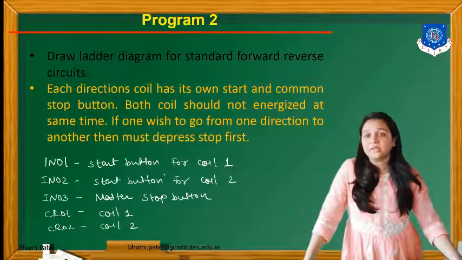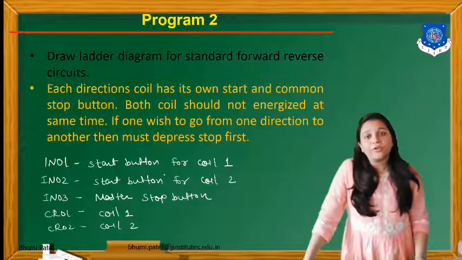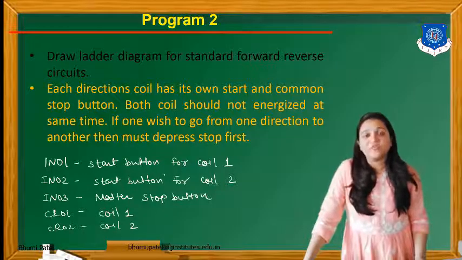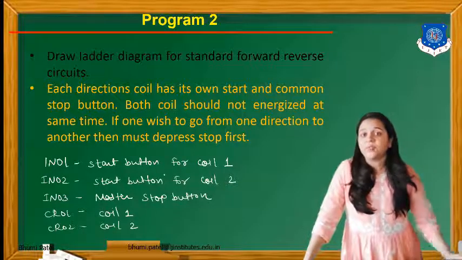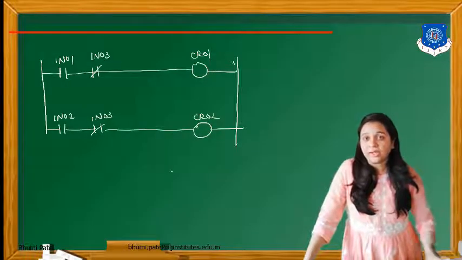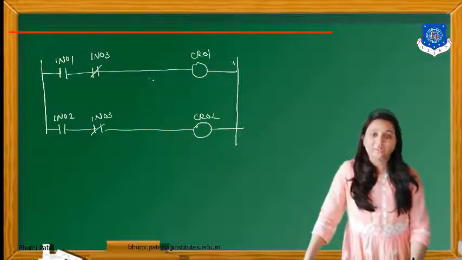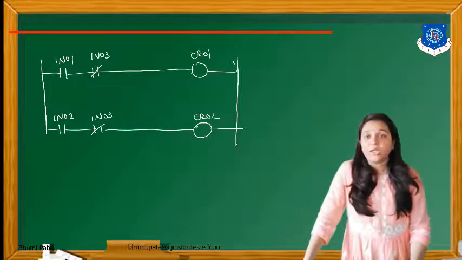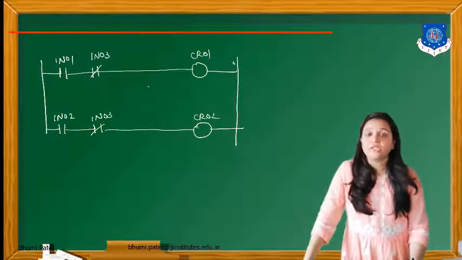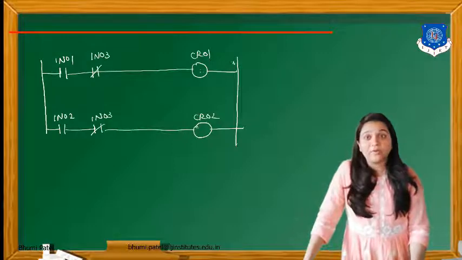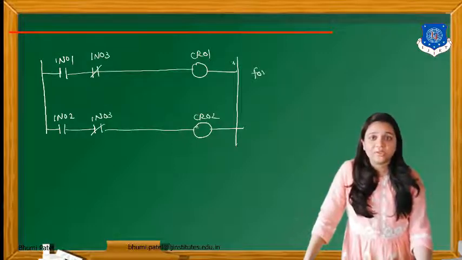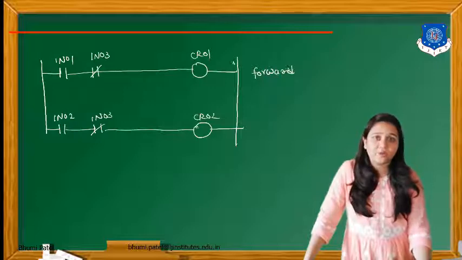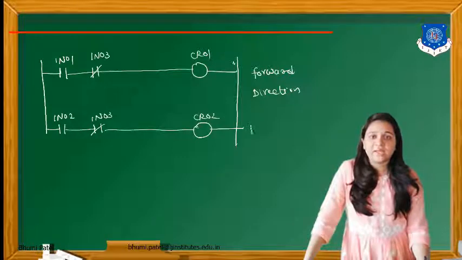Now what is the next condition? If one wishes to go from one direction to another, that means forward to reverse, then must depress stop first. So for that we can put here the interlock system. Now what is interlock? If more than one output is in the same program, we can provide the interlock for these particular outputs. That means this is the logic for the forward direction motor, and this is the reverse direction.